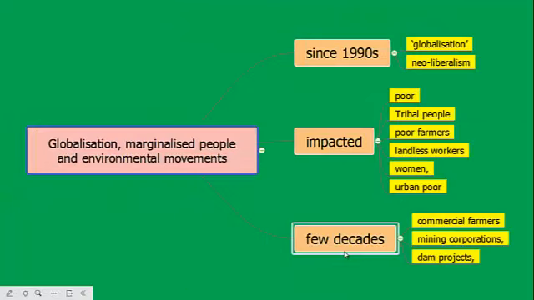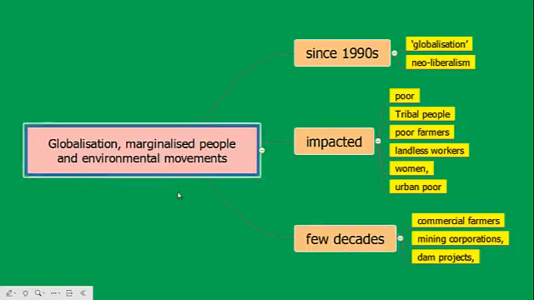Our next topic is globalization, marginalized people and environmental movements. Once again, I am repeating, the topic is globalization, marginalized people and environmental movements.